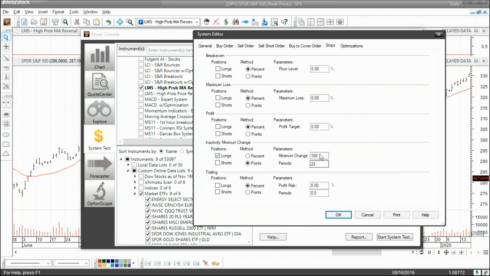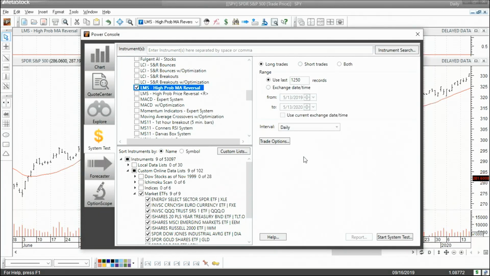Then I'll put in a very large number here for the minimum change, saying that I would get out if we hit 100 points, for example. And I know that that's not going to happen. But instead, I know that I'm going to hit 22 bars before I get 100 points. In other words, my stop is going to get me out 22 bars after I get into the position. So again, it's a really easy way to put a time stop into a system test by choosing it this way. Next, I'll click on OK, and then we'll go ahead and run this strategy.